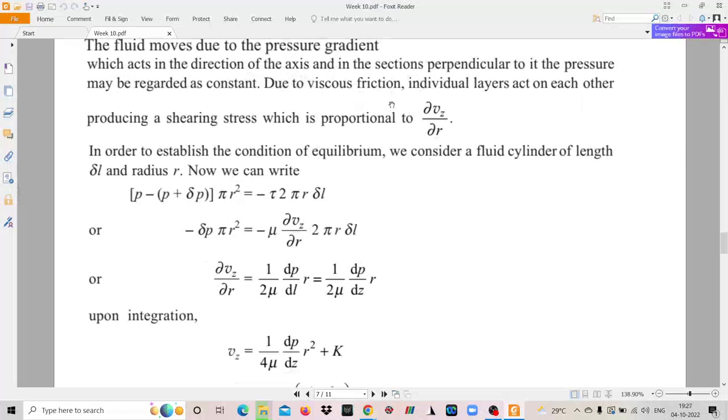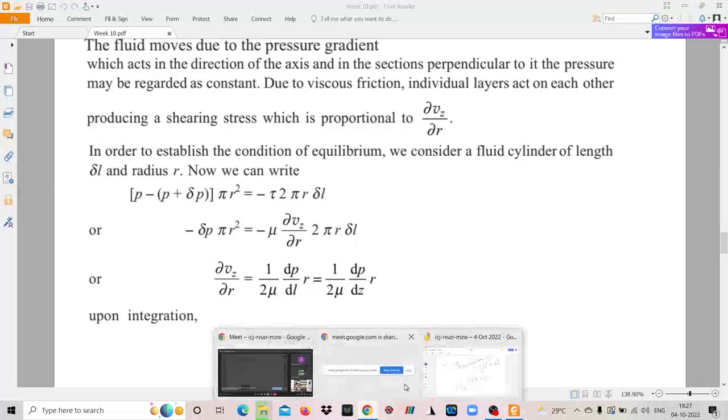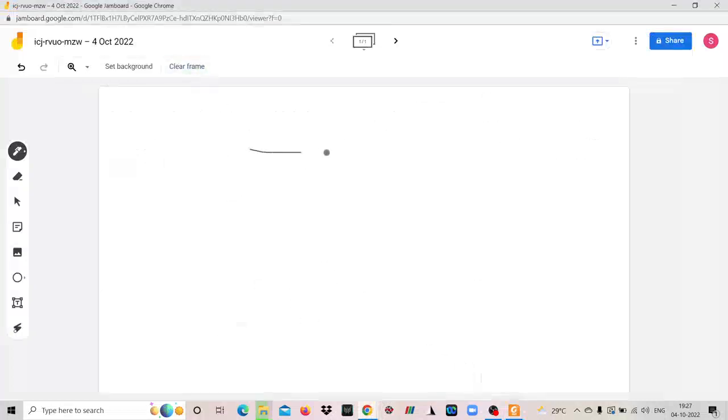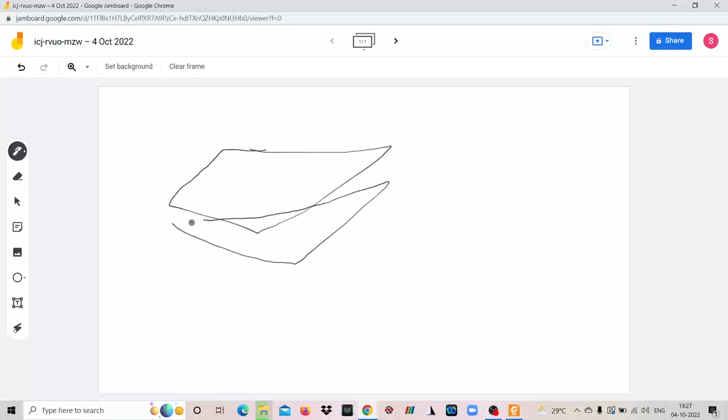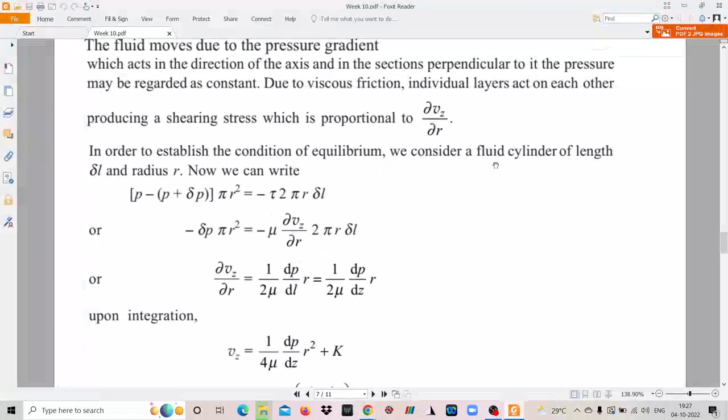Now due to viscous friction or viscous forces, you can consider that there are individual fluid layers. This is one fluid layer moving adjacent to another fluid layer. When these two fluid layers move, there is viscosity between them, which produces shear stress, and this shear stress is proportional to ∂Vz/∂r.